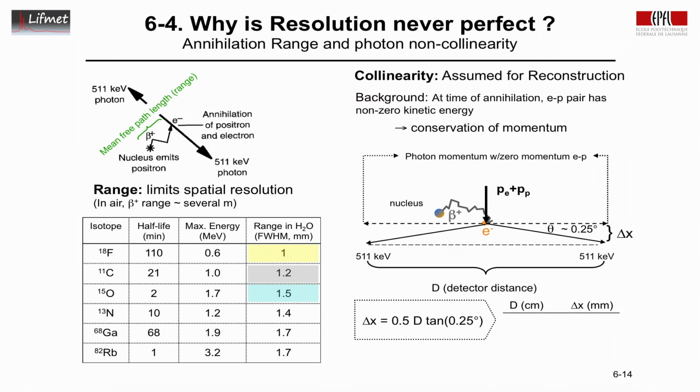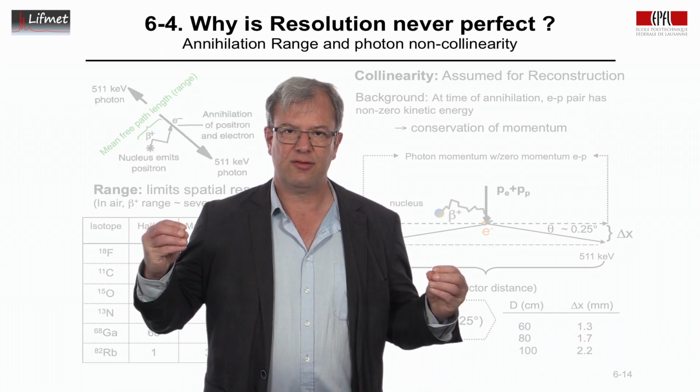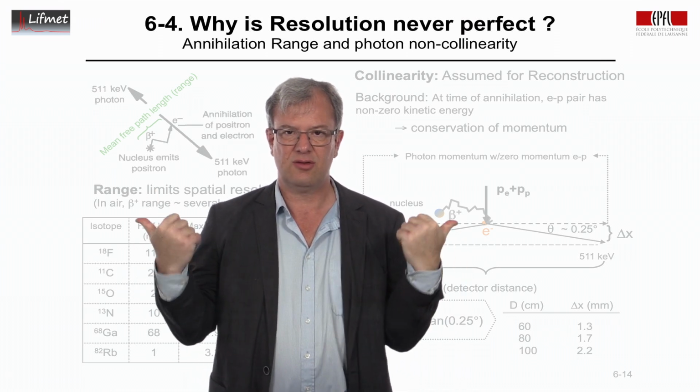So what does this mean? We'll plot here just as a function of D the position error. If the two detectors are 60 centimeters apart, then with a 0.25 degree angle, we have an error of 1 millimeter. At 80 centimeters, it's nearly 2 millimeters, and at 100 centimeters, it's a bit above 2 millimeters. This gives you an idea of the location error. Now, we're assuming collinearity of the photons, so they are opposed to each other outside.